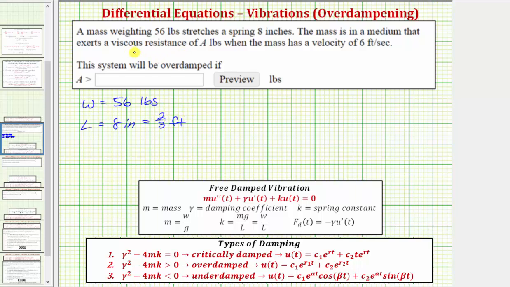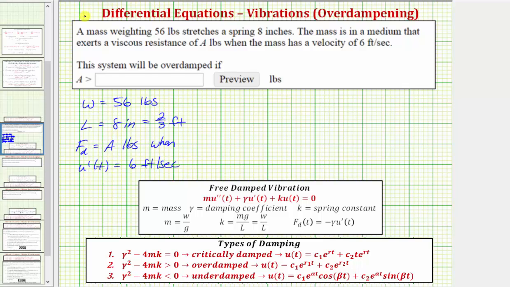And we're told the viscous resistance is A pounds when the mass has a velocity of 6 feet per second, which means the damping force, F sub D, is equal to A pounds when the velocity, because the displacement function is u of t, would be u prime of t equals 6 feet per second. So now we'll find the mass, damping coefficient, and spring constant, and then we'll set up this inequality here and solve for A.